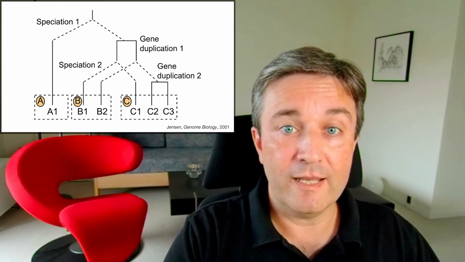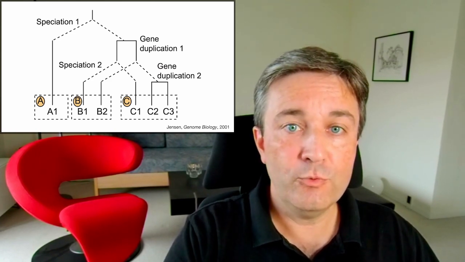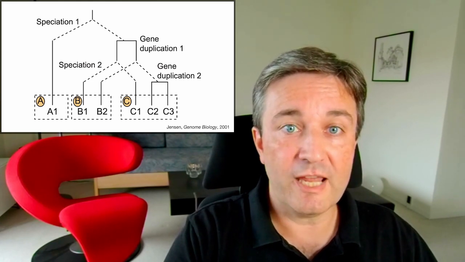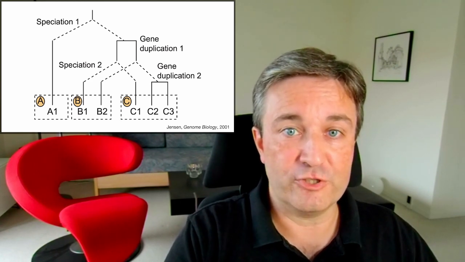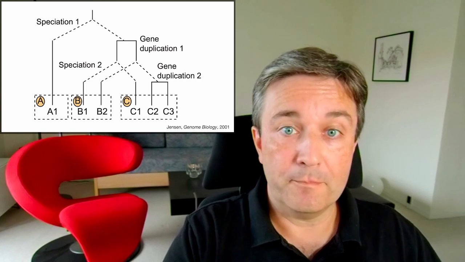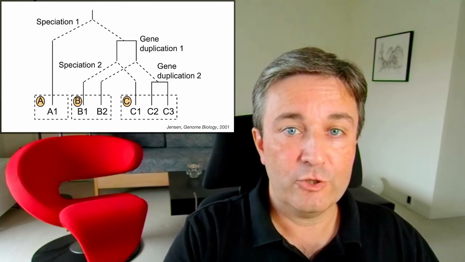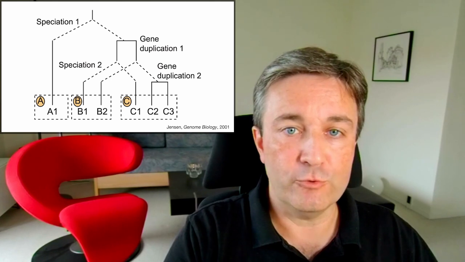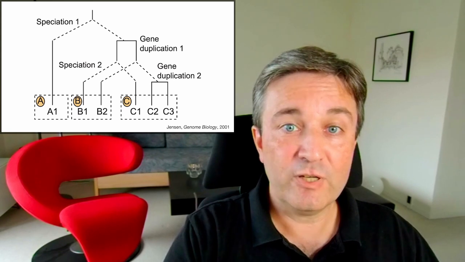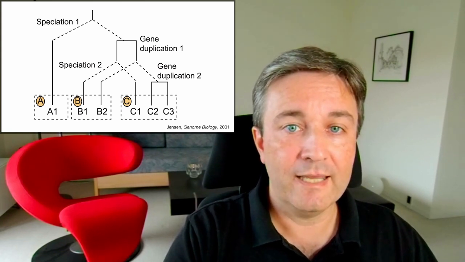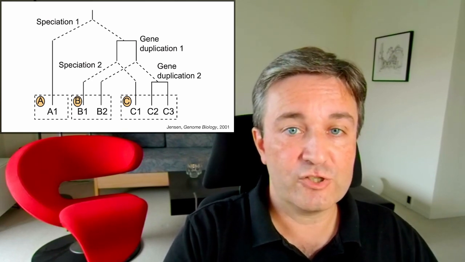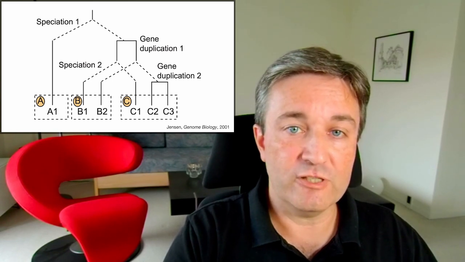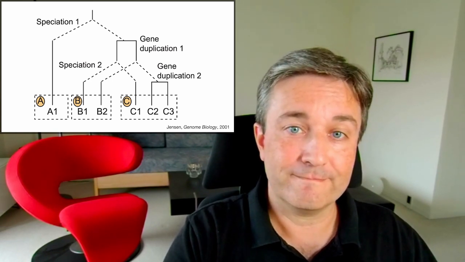If you look at A1 and pair it with any of the other five genes, you will see that the two genes trace back to speciation event number one. This means that A1 is an ortholog of all the other genes. If you look at B1 and C1 and trace them back, you will see that they meet at speciation event number two. This means that B1 and C1 are orthologs as well. But if you look at B1 and C2 and trace them back, they meet at gene duplication event number one and are thus paralogs. And similarly, C2 and C3 meet at gene duplication event number two and are also paralogs.